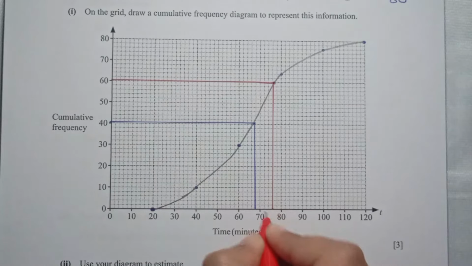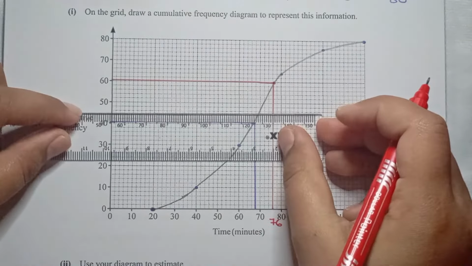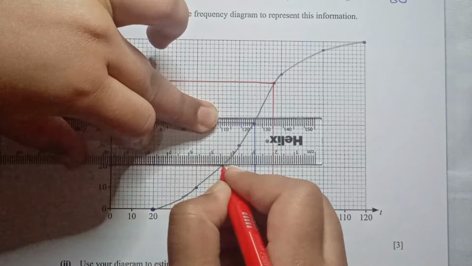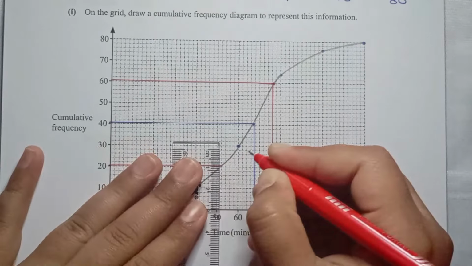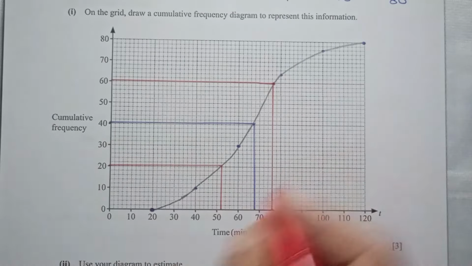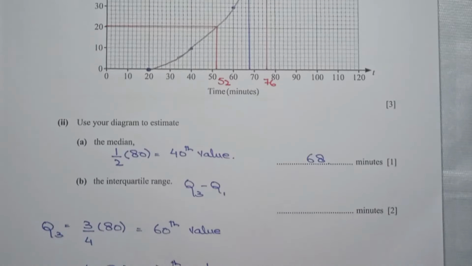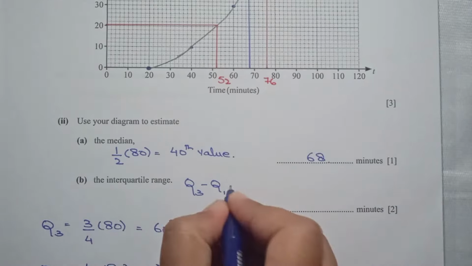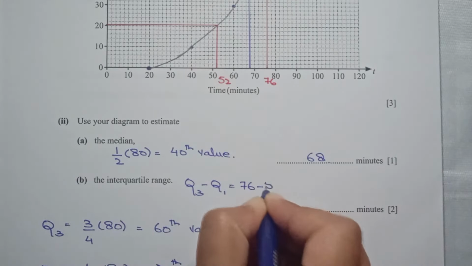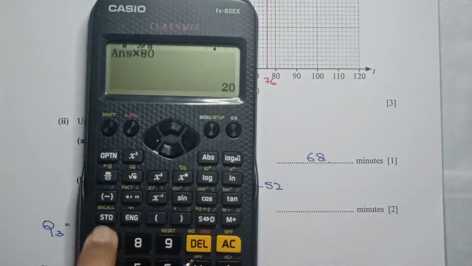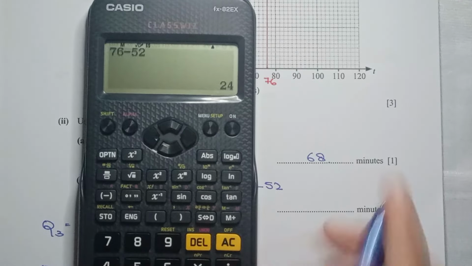Yes. So 70, 72, 74, 76 is the 60th value. Now for the 20th value, it would be this straight line, and this would be 52. Okay. Now we have 76 and 52. So the answer would be 76 subtract 52. 76 minus 52, 24. So 24 minutes is the interquartile range.